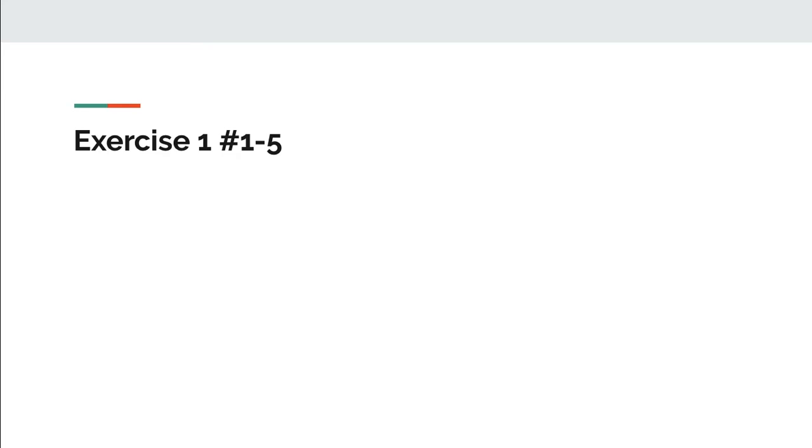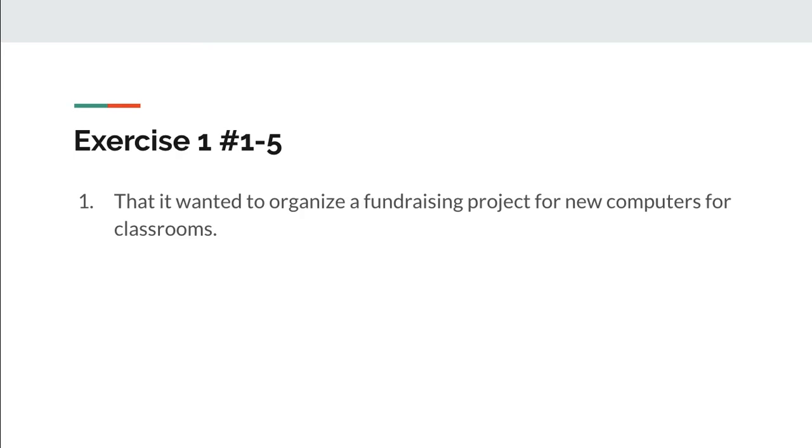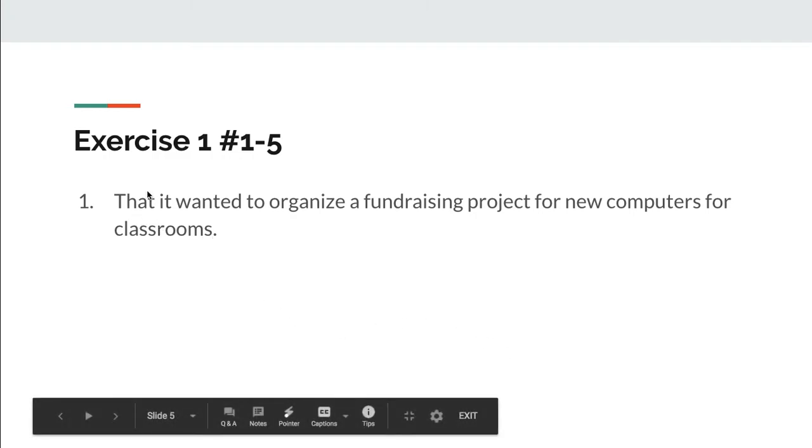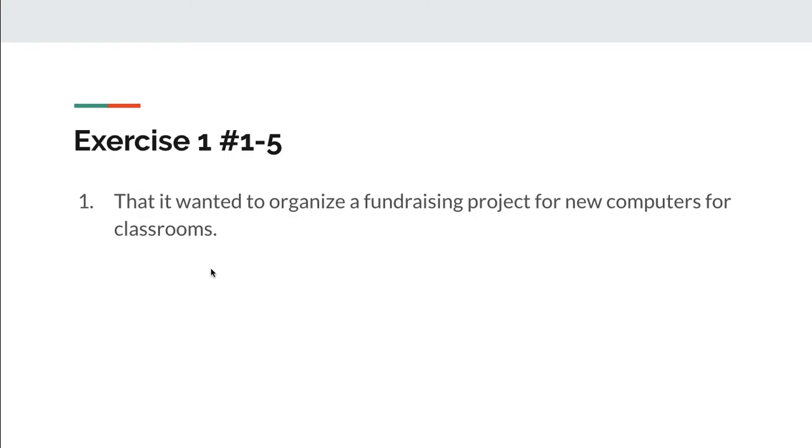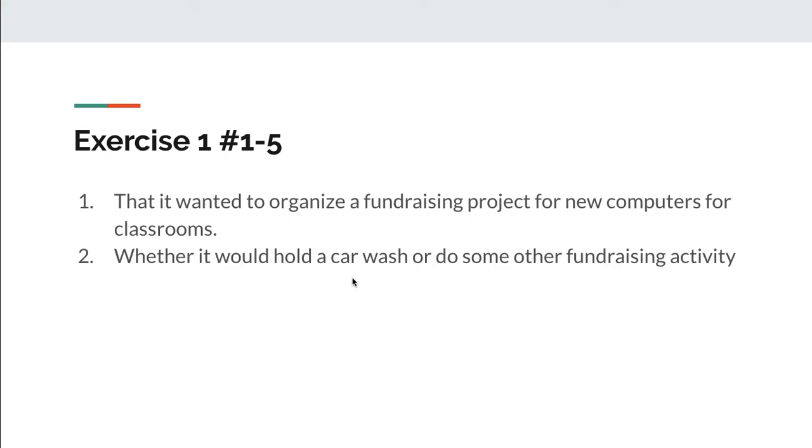They decided that, so that whole phrase is a noun clause, that it wanted to organize a fundraising project for new computers for classrooms. It's everything after that introductory word, that or how. Number 2, the class decided whether it would hold a car wash or do some other fundraising activity. So again, the verb is decided, and this is a more uncommon one, but whether it would hold a car wash or do some other fundraising activity is the noun clause because it answers what they decided. They decided whether it would hold a car wash.